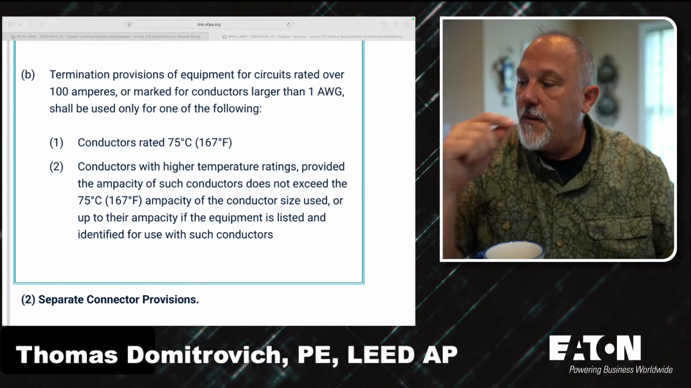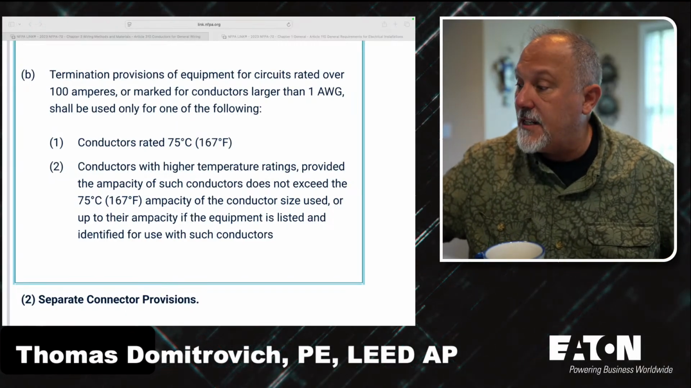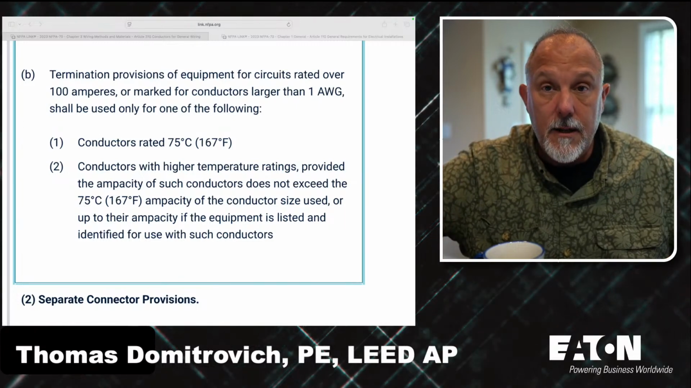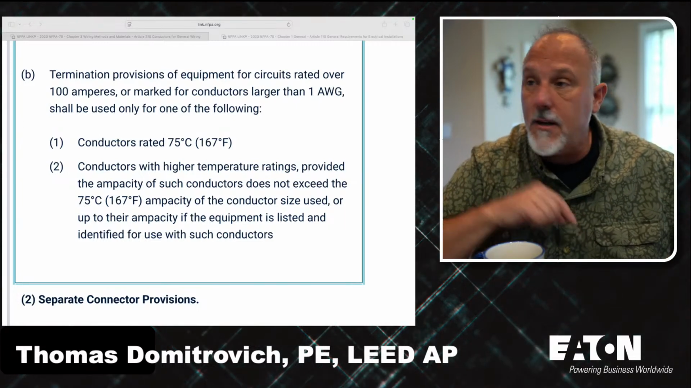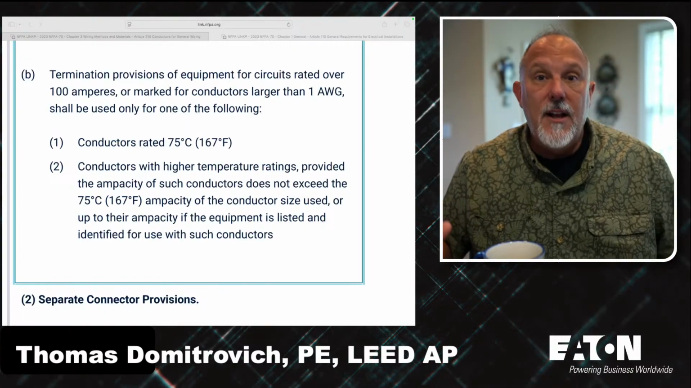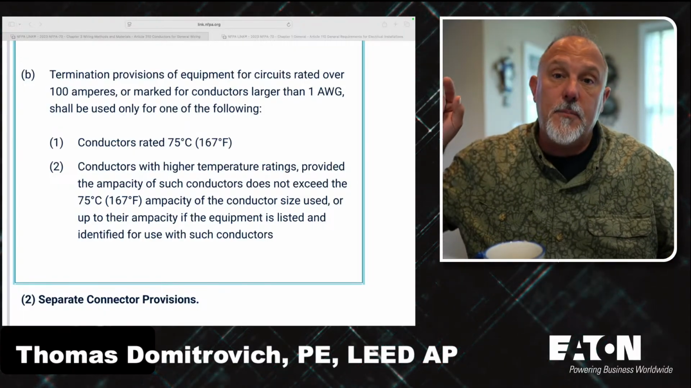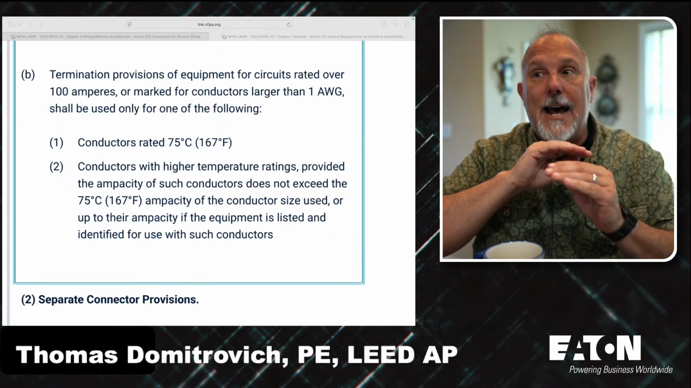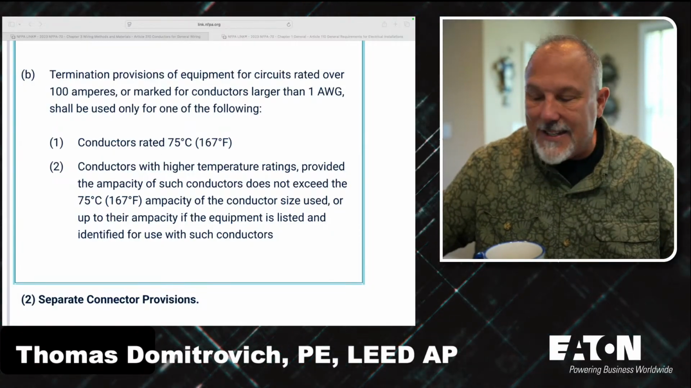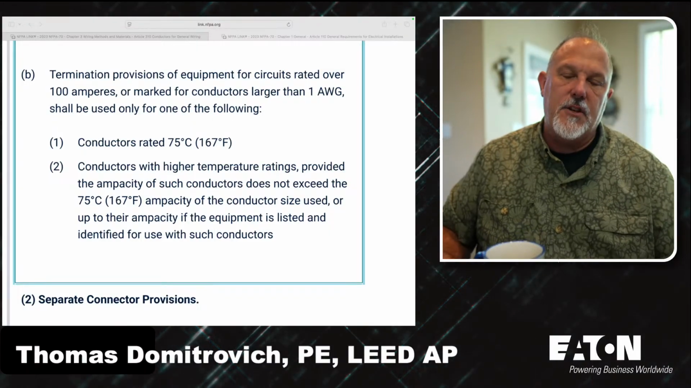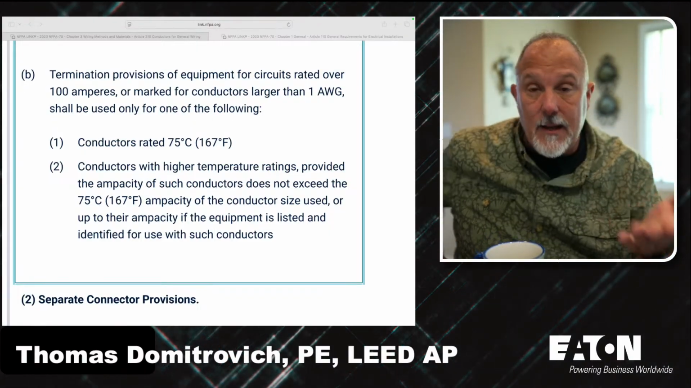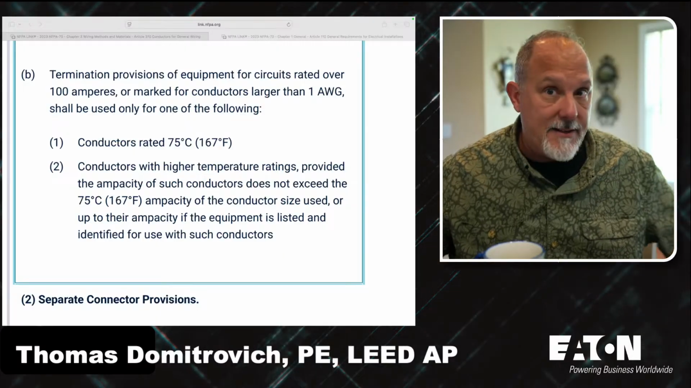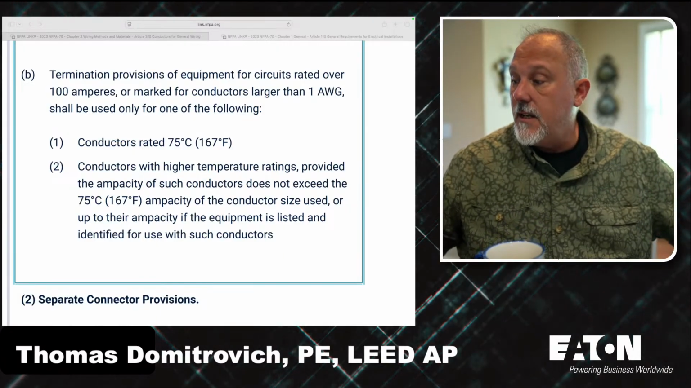So for this to say that the ampacity of the conductor cannot exceed what's in the 75 degree C column doesn't make sense. What they mean to say is you've got to protect this conductor. The maximum current allowed over that conductor can't exceed what's in the 75 degree C column. That's what it's telling you. But that's not what it says.